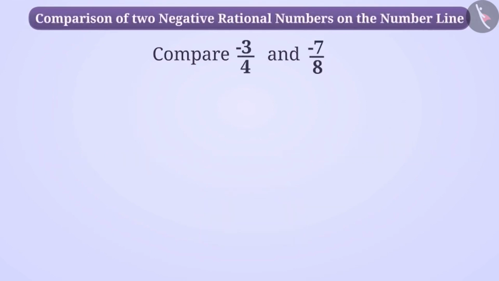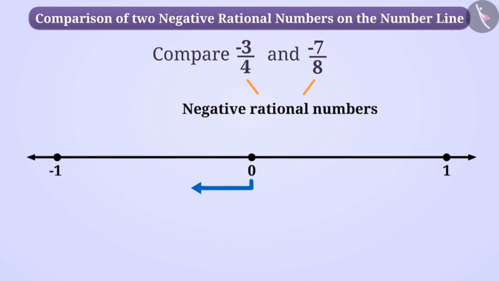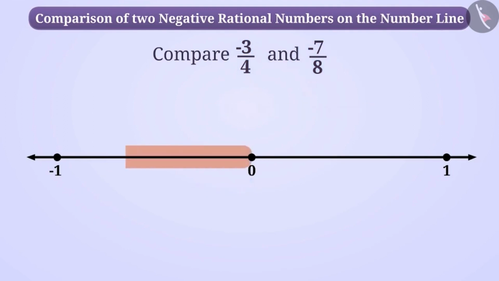Similarly, let's compare -3/4 and -7/8. Because both are negative rational numbers, their position is to the left of 0 on the number line. Since in both numbers, the numerator is smaller than the denominator, we can say that their position will be in between 0 and -1 on the number line. The location of -3/4 can be represented by dividing the distance between 0 and -1 into 4 parts and taking 3 parts out of it.